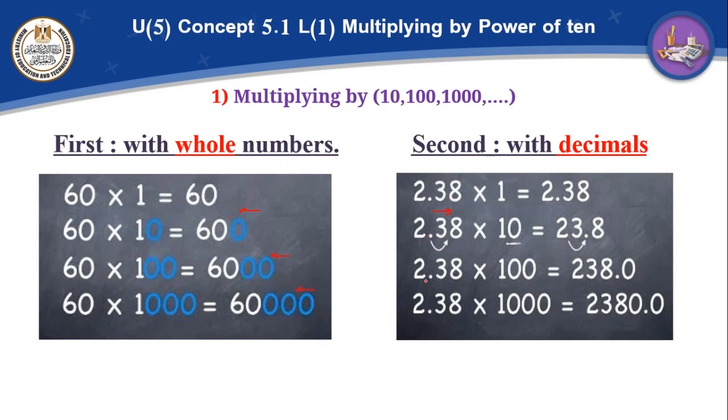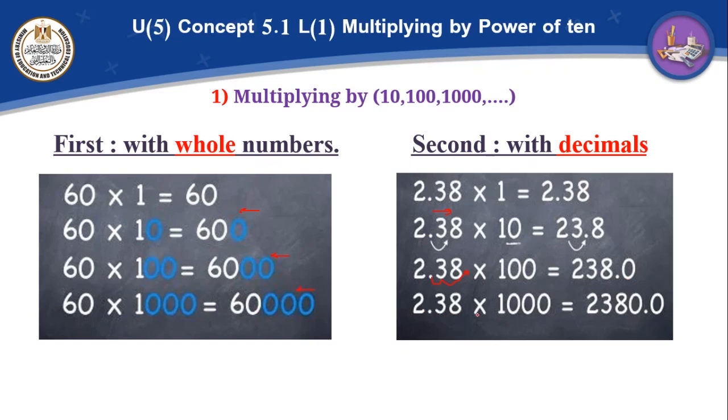The same number, 23.8 by 100. So the decimal point will move two digits, 1 and 2. So you write 2, 3, 8, then put a decimal point, and you must put a 0 here at the tenths place value. Don't forget to write 0, okay, because it will be a mistake.